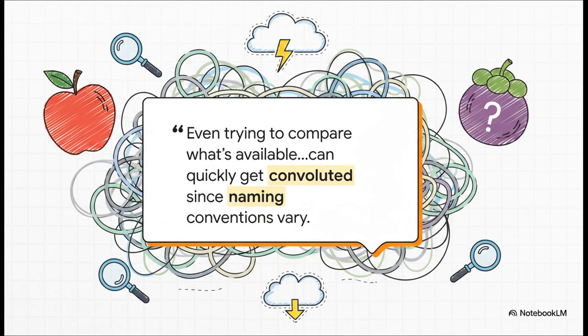I mean, this quote just hits the nail on the head, doesn't it? It's a real problem. The naming is different, the features are a little different. It can feel like you're trying to compare apples and, I don't know, spaceships. So our goal with this explainer is to cut right through that confusion.